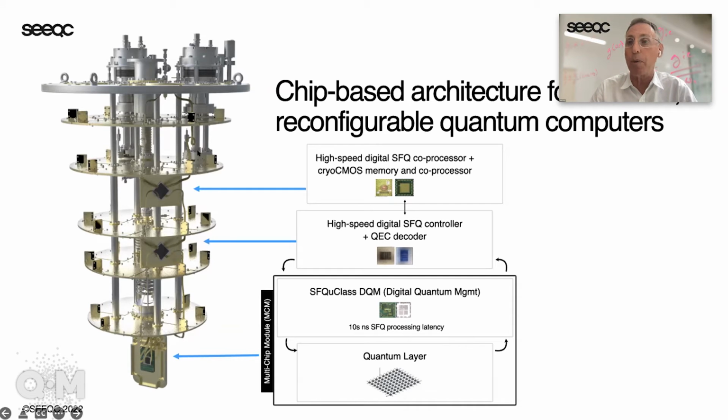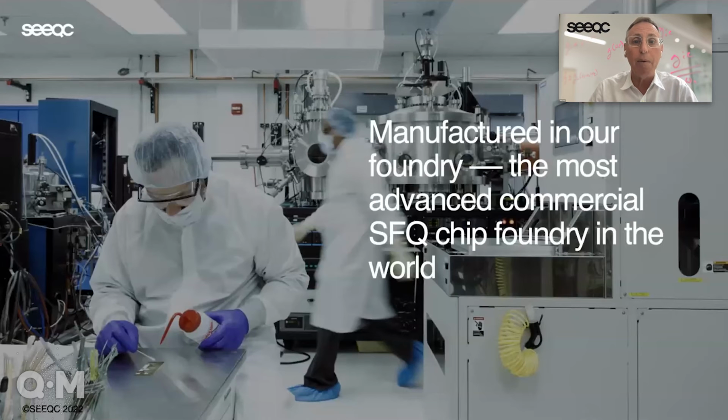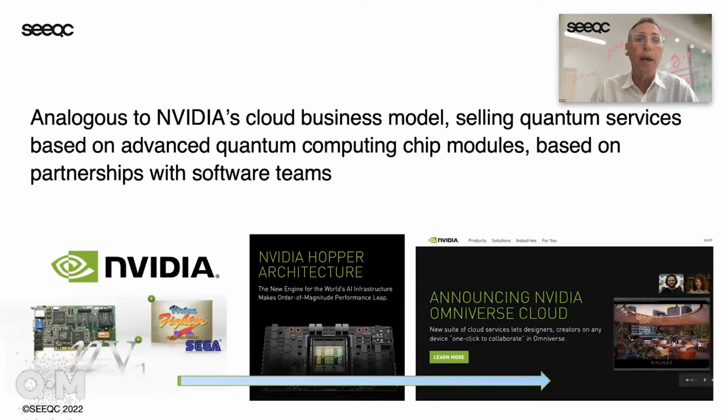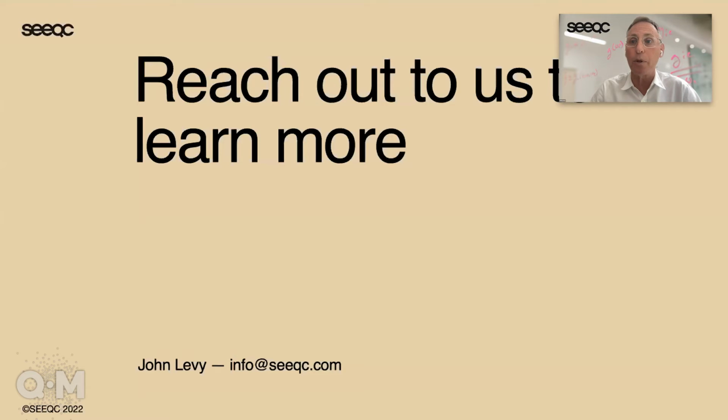And this is a computer that we're building now and is going to be going online probably within the next 2 to 3 years. Again, manufactured in our chip foundry in Elmsford, New York. We have facilities as well in London and in Italy. And our business model is very similar to what NVIDIA is doing on their cloud business, where essentially they began by building application-specific chipsets, which then migrated into their cloud system.